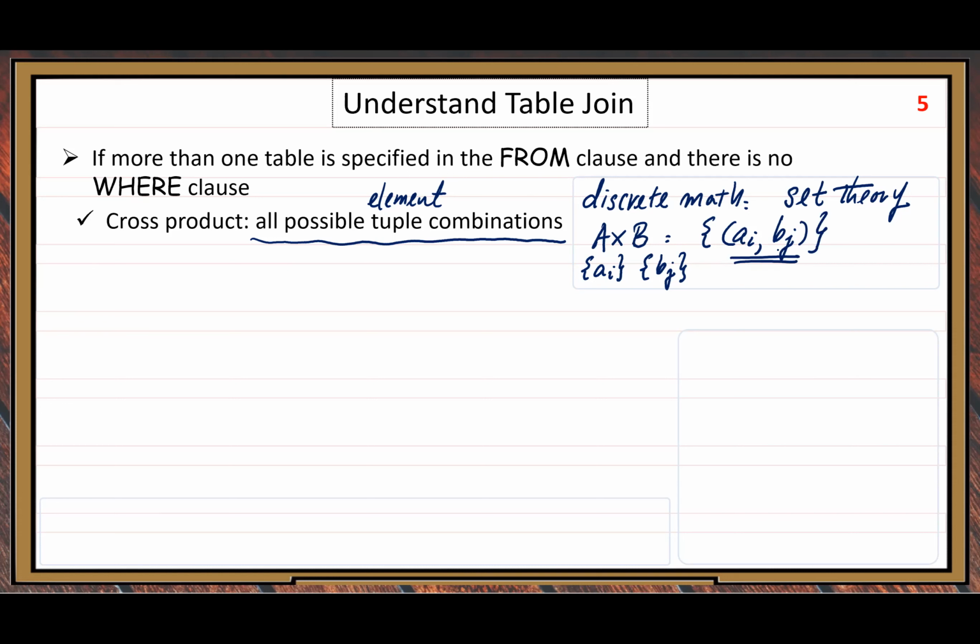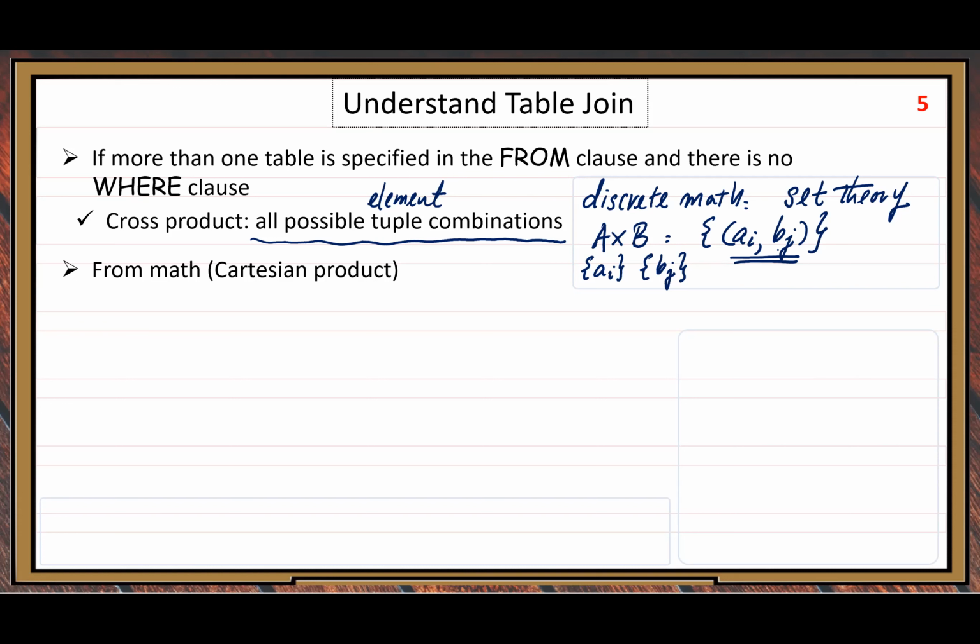All the pairs with this structure, we put them together. So that's the definition of the cross product, A cross B. That's the meaning from set theory in discrete math. Here we use that formal definition. The cross product, from math, is also called the Cartesian product, or cross product.